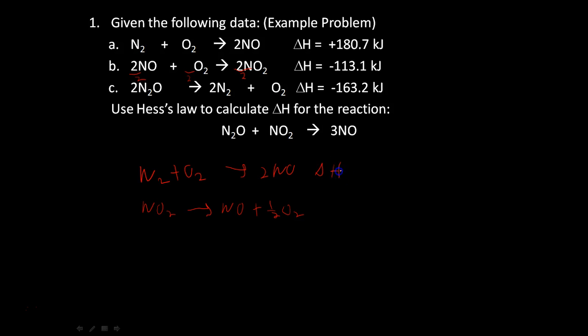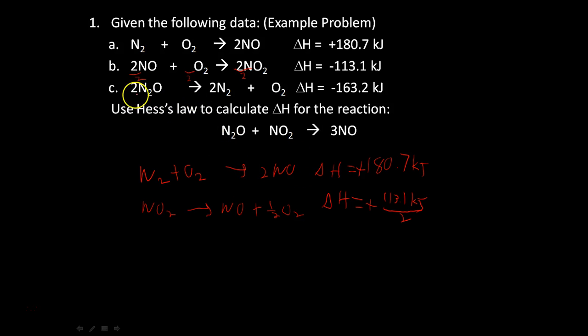And so let me actually write down these delta H's too. Delta H for this top one is 180.7 kilojoules. Delta H for the second one equals, remember we reversed it, so we have to change the sign, positive 113.1 kilojoules, but we also took half of it, so we have to do the same thing to the enthalpy. So divide it by 2.